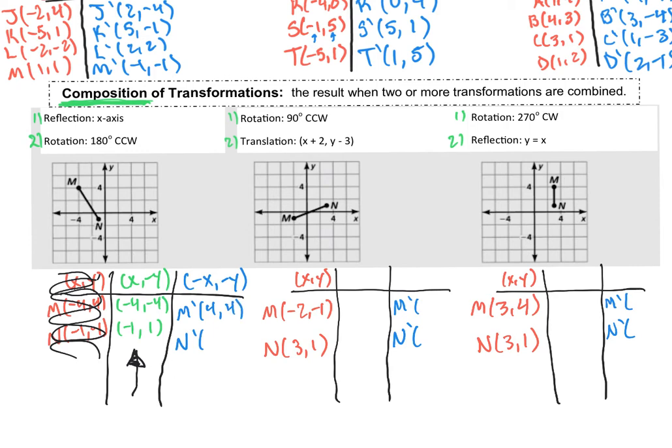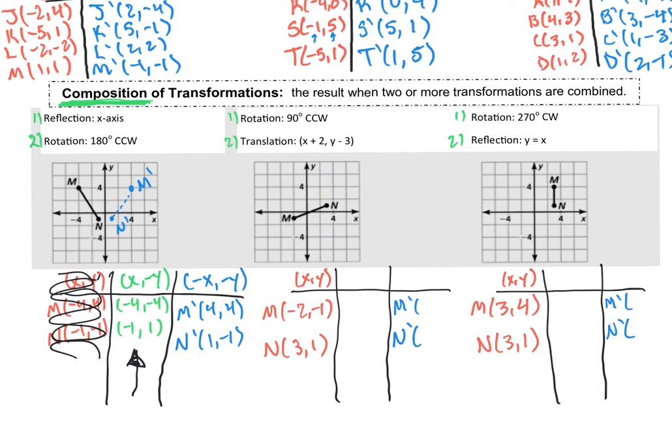So 4, 4. And then for N prime, it's going to be 1, -1. Awesome. I'm going to go ahead and plot that. After you plot it, it should look something just like that. So there's our image. Right, we have our pre-image, which is MN, and our image, which is M prime, N prime. Cool, let's do the next one.